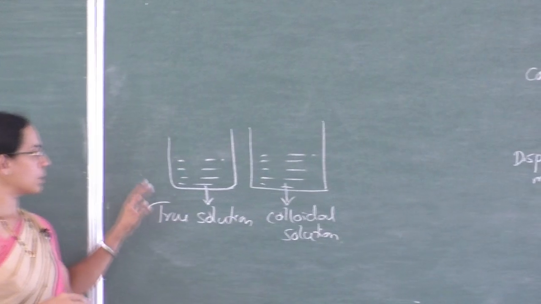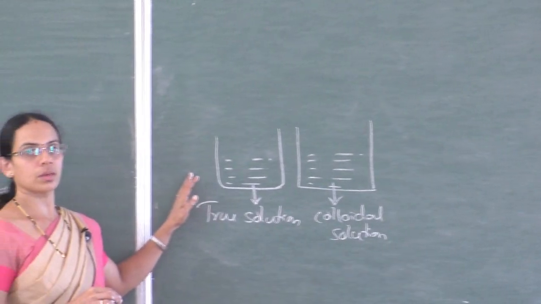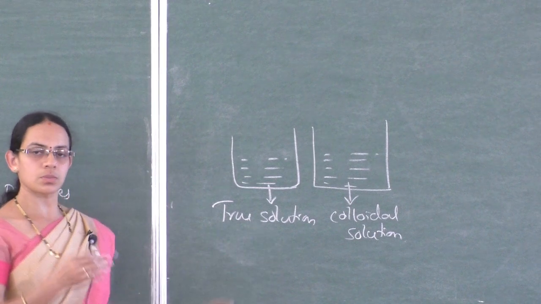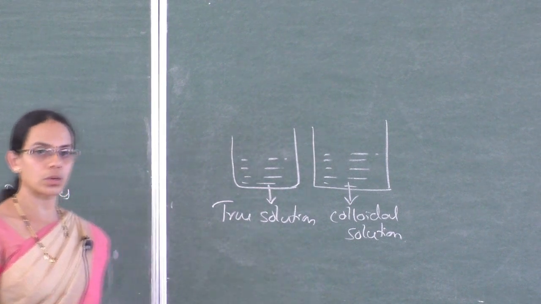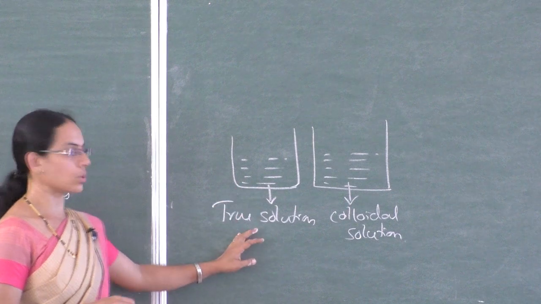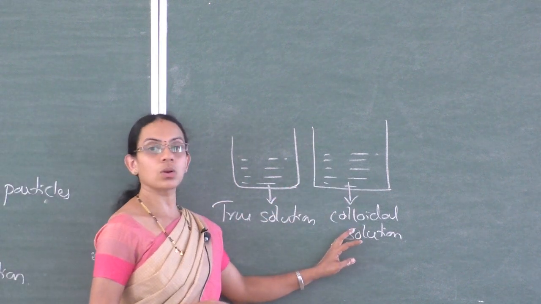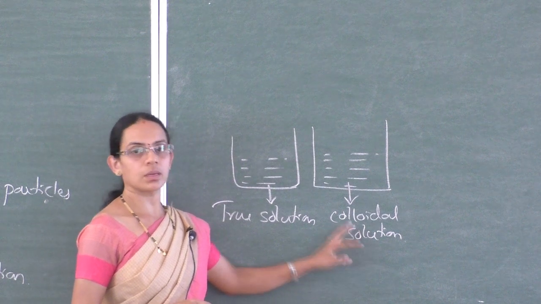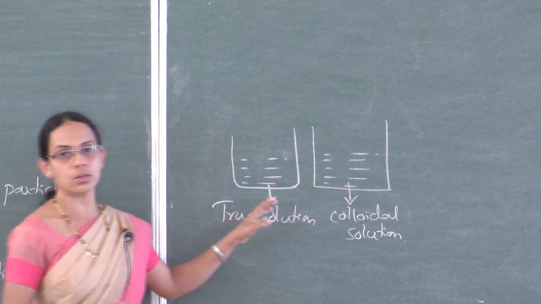So this experiment you can do at home, but it should be carried out in a dark room. So take a true solution. True solution means when a salt or sugar is dissolved in water, that solution is called true solution. And take another, a colloidal solution. Colloidal solution means we can take a dilute solution of milk as a colloidal solution.